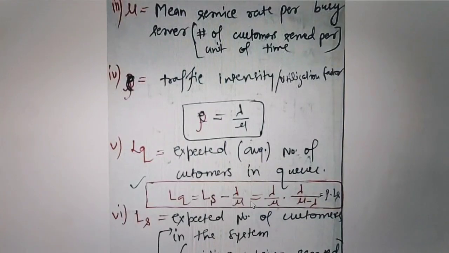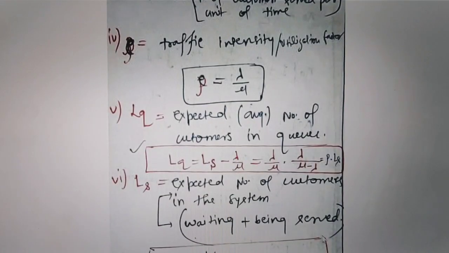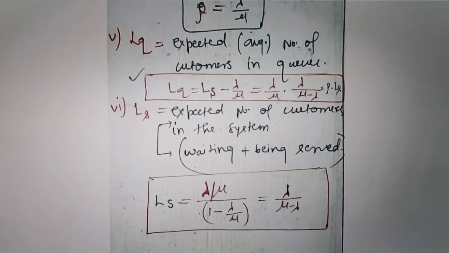And LQ stands for expected average number of customers in queue, that we can write as LQ is equal to LS minus lambda by mu, or lambda by mu multiplied by lambda upon mu minus lambda. So on solving this, we will be left with rho into LS. So what is LS? LS is the expected number of customers in the system. So one general formula is LS is equal to lambda upon mu minus lambda.